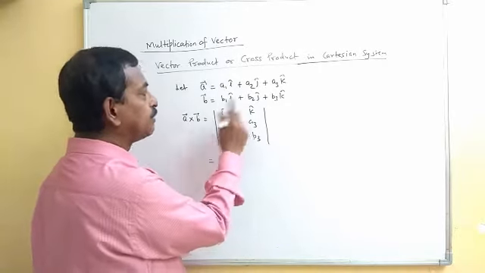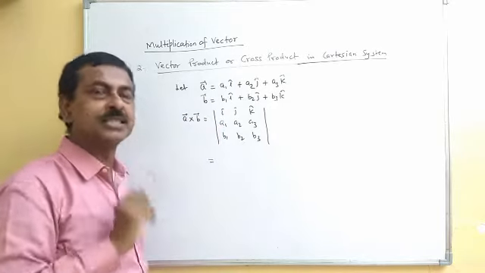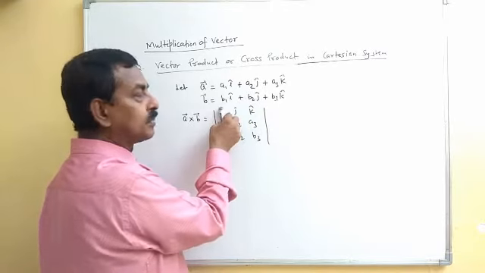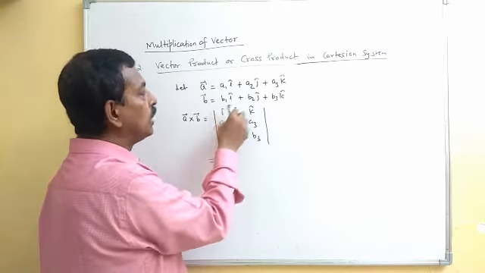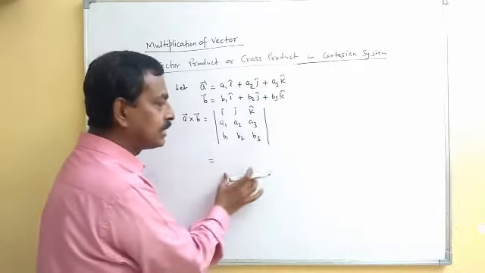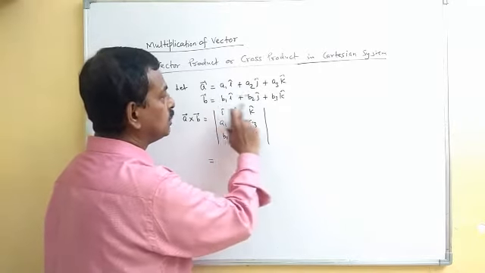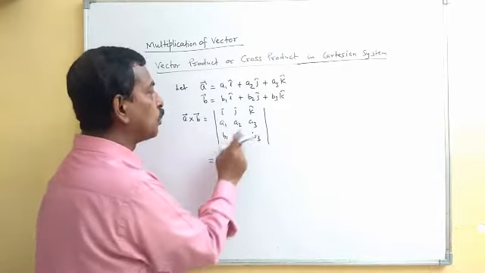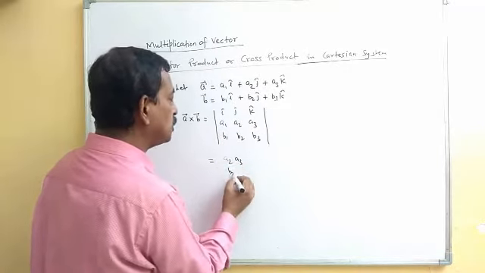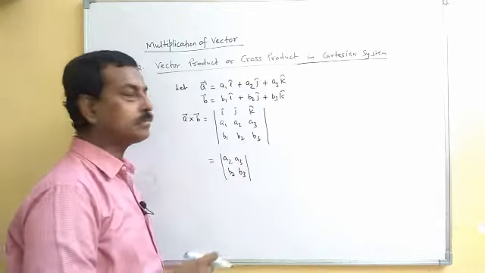So, first we'll take I. The row and the column in which that exists, this row, this column, we'll just overlook these two. Whatever will be left, that we write as a minor. So if I assume that this is not there, what will be left? It will be your A2, A3, B2, B3. This will be a minor there.